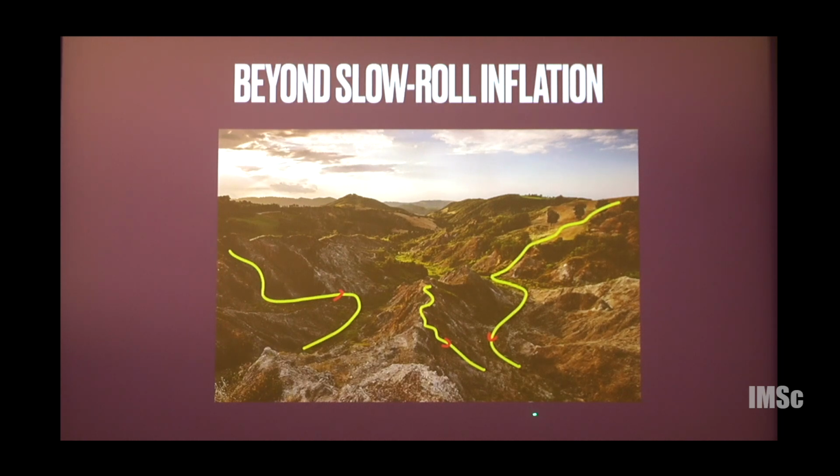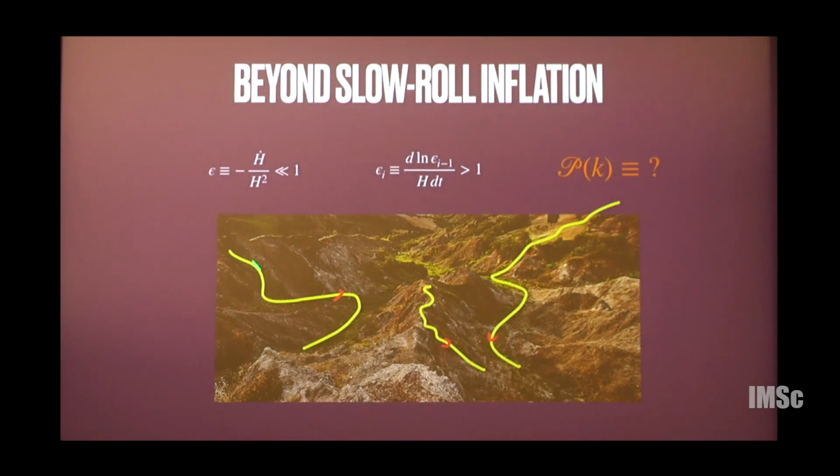And anytime this happens, this doesn't mean that you stop inflating, so epsilon can still be smaller than 1, but you generically temporarily violate this tower of slow roll conditions. So then the question is, how does this violation of slow roll conditions translate into the power spectrum?